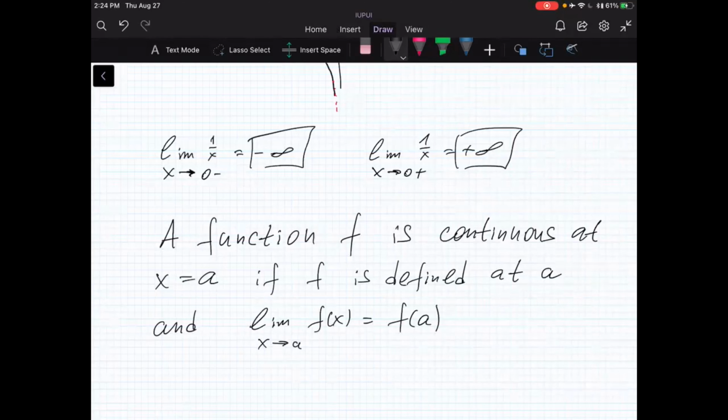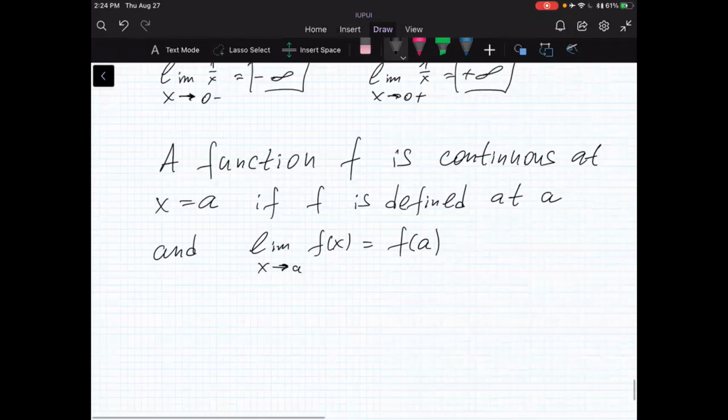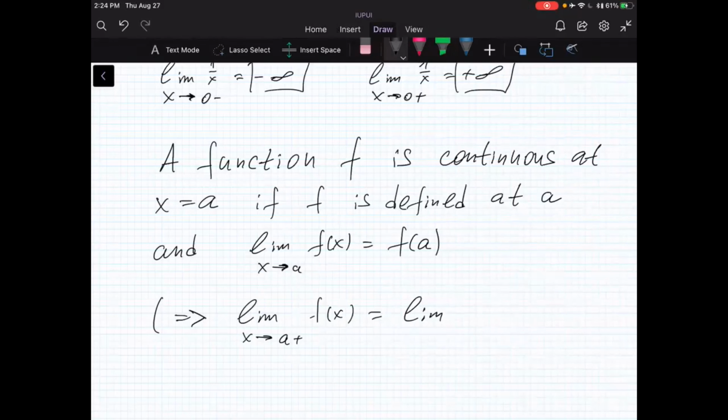In some sense, it's tricky. This should mean that both limits, from the left and from the right, should coincide. The limit when x goes to a plus should be the same as the limit when x goes to a minus, and should be f of a.